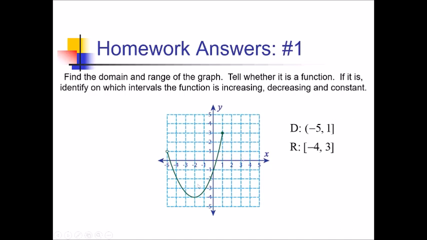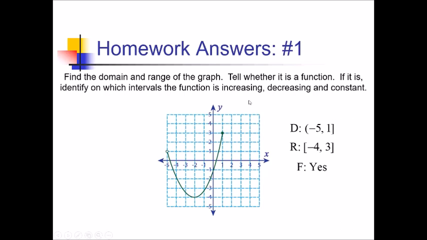Now, for whether this is a function or not, if I try to draw a vertical line that touches twice anywhere on this graph, I'm not going to be able to do it. Every vertical line touches just once. So that means that this is a function. Every input has just one output.